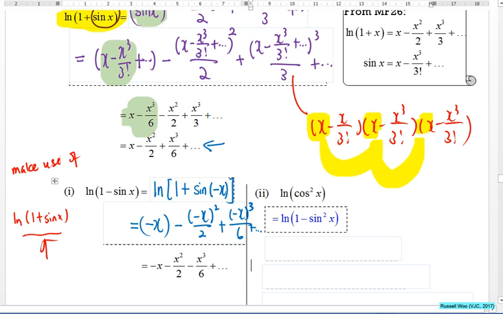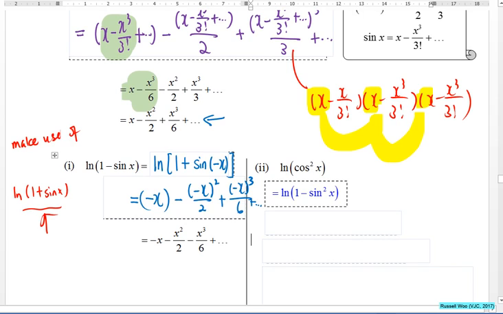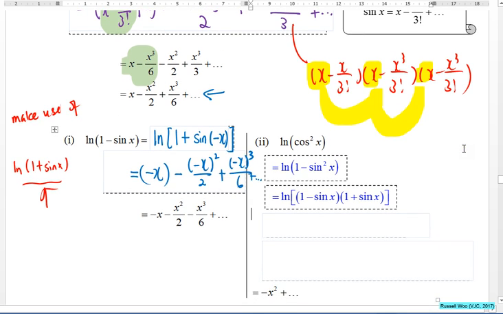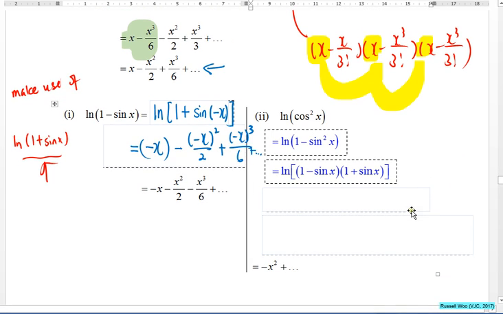Very good. 1 minus sine x, 1 plus sine x. Factorize. The next one, you factor 1 minus sine x, 1 plus sine x. Then, how? Can we continue? Or cannot? Remember, we're going to make use of this one, right? But you use your laws of logarithm. Laws of logarithm will tell you that ln(A times B) is ln A plus ln B. Correct?